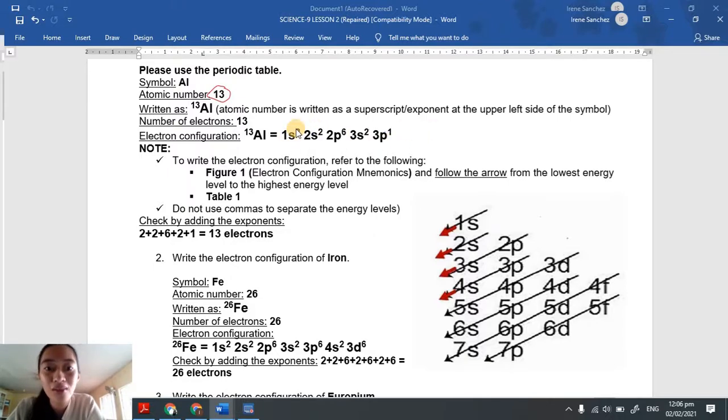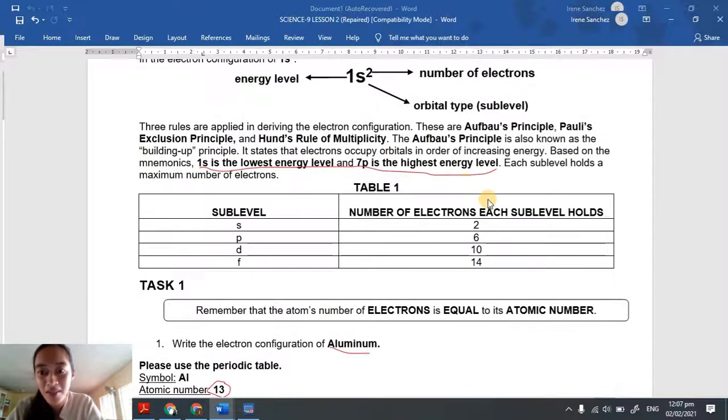So 1s2, 2s2 na pud. 2p6. Magsige kag plus. So 2 plus 2, 2 plus 2 plus 6, that's already 10. So you need 3 more. So sumpay na pud ka. So 3s2 na pud. Basta s, ang timaan nimo ang mga numbers niya nga pwede magunitan: 2, 6, up to 10, up to 14.